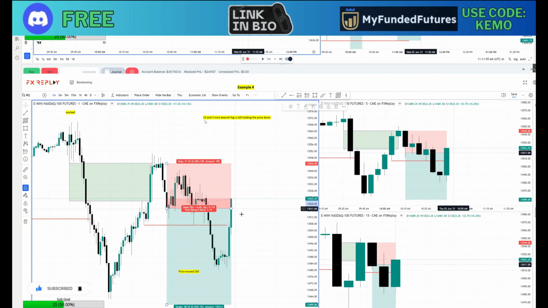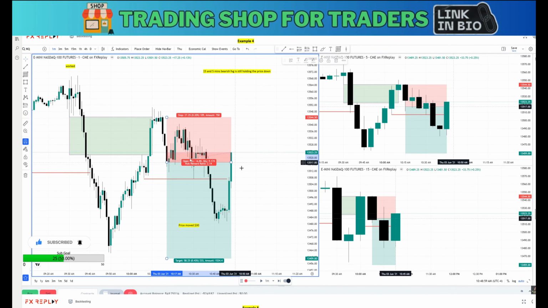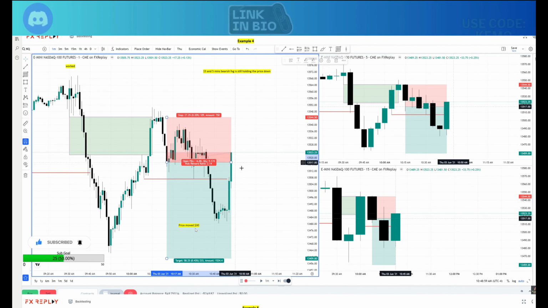The fourth trading idea actually worked to maybe a $30 move, which is pretty good.